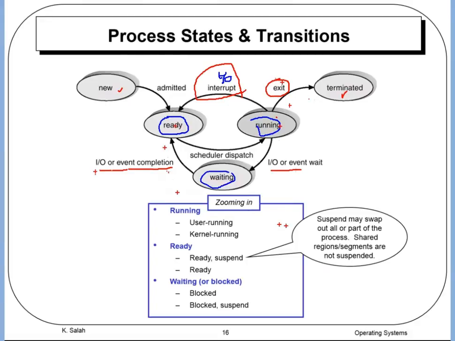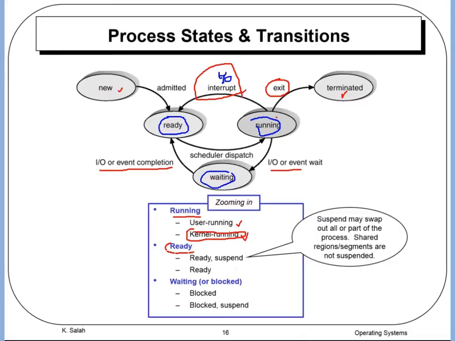Let's take this to another level. Actually, when a process is running, it could be running in user mode or kernel mode, and that will be described as user running or kernel running. Because a process is handling or initiating a system call, it has to be handled by the kernel. That system call will, of course, be executed in kernel mode, and therefore the process state will be the kernel running state.